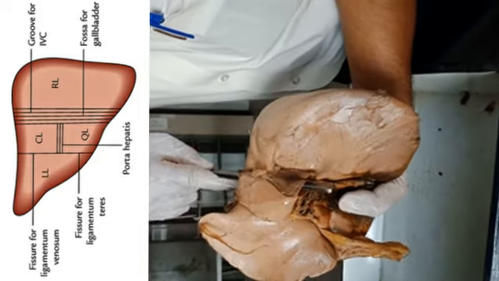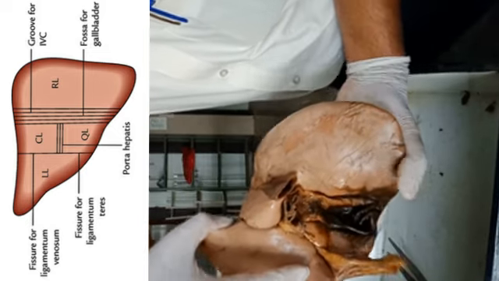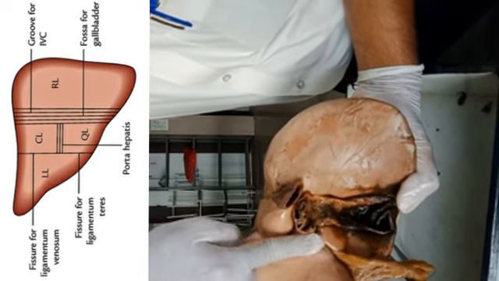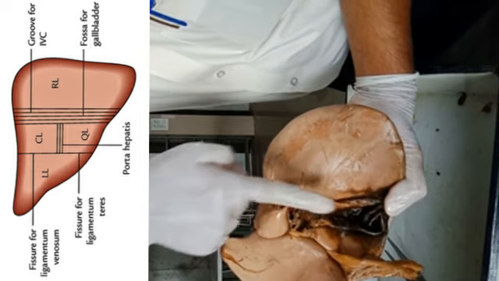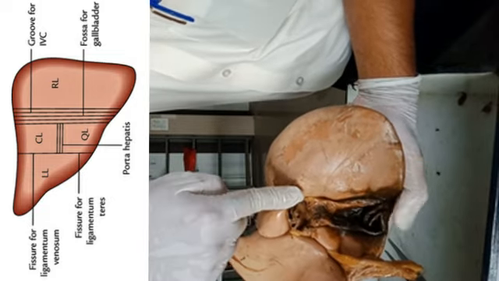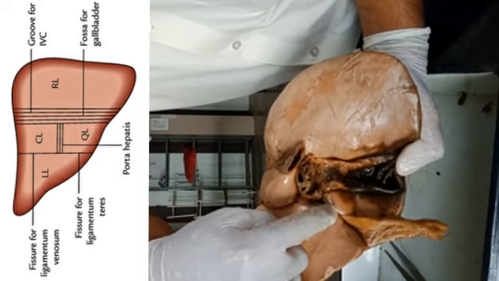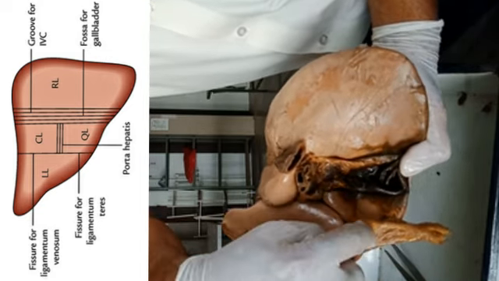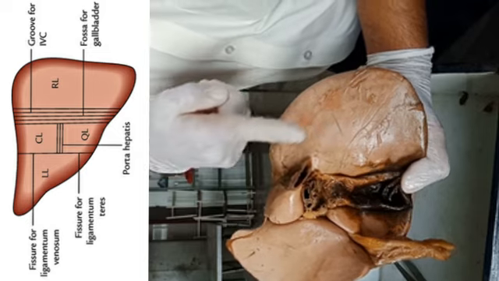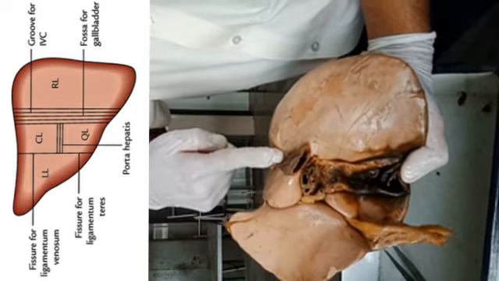So this is the groove for the IVC, and this is the porta hepatis. If we imagine an H, one side of the H is formed by this fissure, and the other side of the H is formed by this groove for the IVC and the fossa for the gallbladder, and the middle line of the H is this porta hepatis. So the left lobe is to the left of the fissure for the ligamentum teres and ligamentum venosum. The right lobe is the right side of this fossa for the gallbladder and the groove for the IVC.